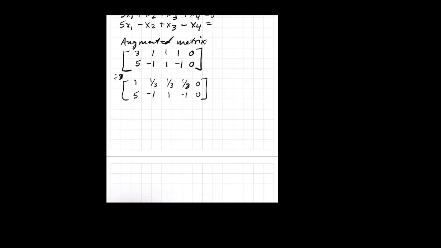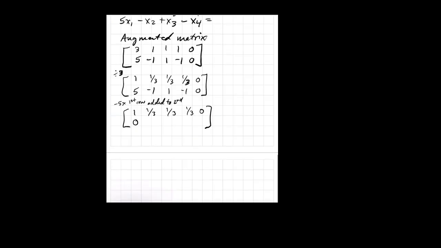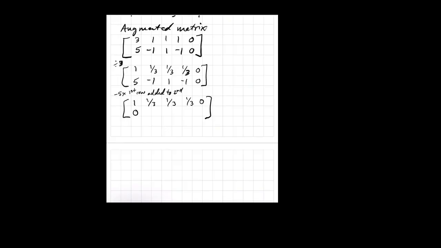Well, you might multiply the top row by -5 and add it to the second row, right? So -5 times the first row added to the second. So then here you would have 1, 1/3, 1/3, 1/3, 0. Here's where the math comes in. If you have -5 times 1 plus 5, that would give you a 0. Here's where you're going to have to get into some algebra.